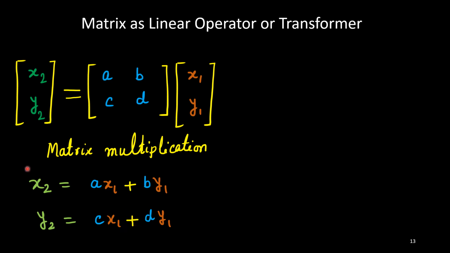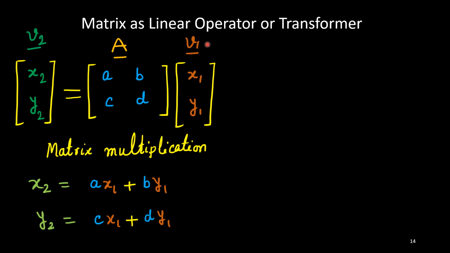And you see x2 and y2 are obtained by taking a linear combination of these two values x1 and y1. So x1 is multiplied by one constant A. Similarly, y1 is multiplied by B, then a combination. So it's called a linear combination because only x1 and y1 with their weightages are there, and then we have taken the summation, right? Similarly, y2 is also a linear combination of x1 and y1. Thus it is called a linear operation or linear transformation.